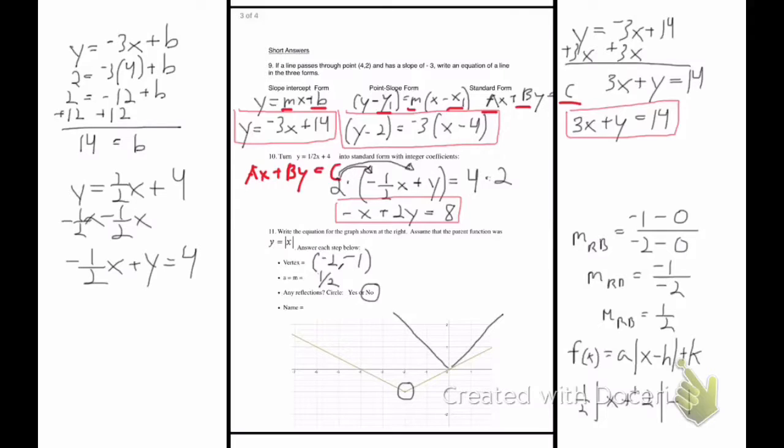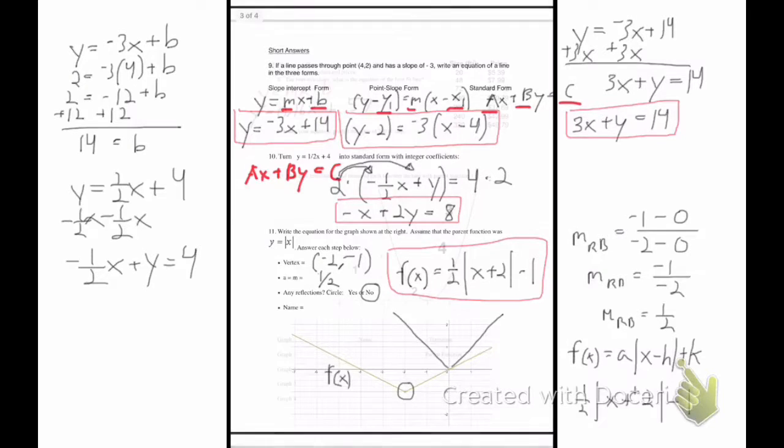So our final answer, or our name, we can say f of x is this function. So we can write up here f of x equals 1/2 absolute value x plus 2 minus 1. And I'll box it in as our final answer.